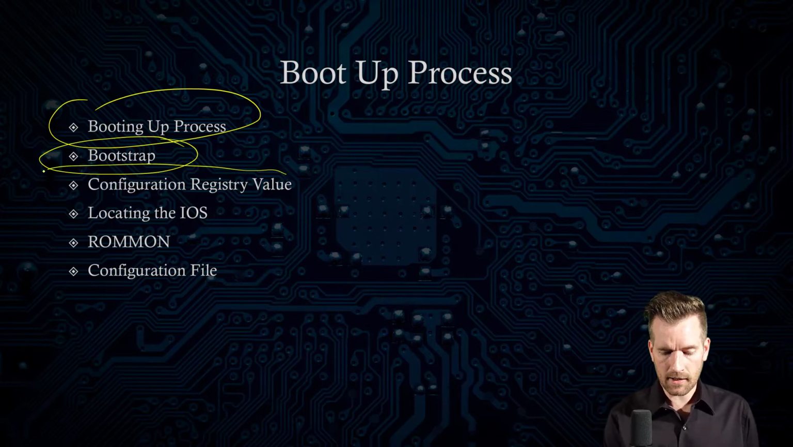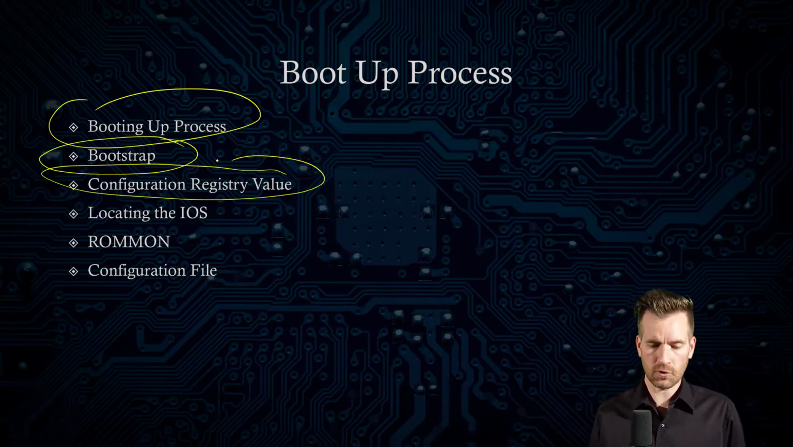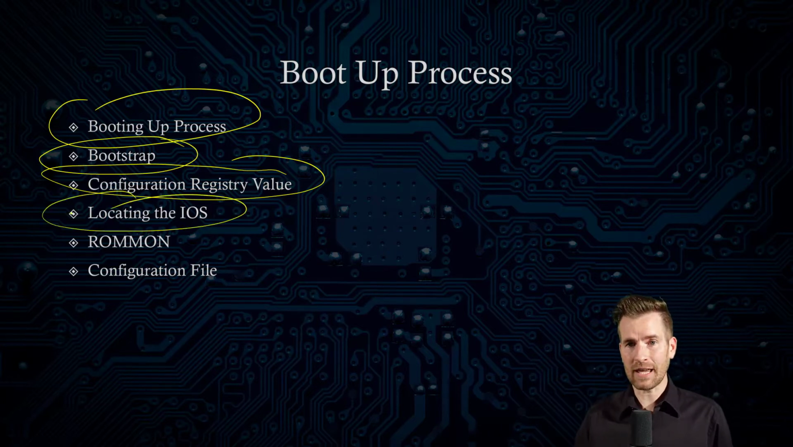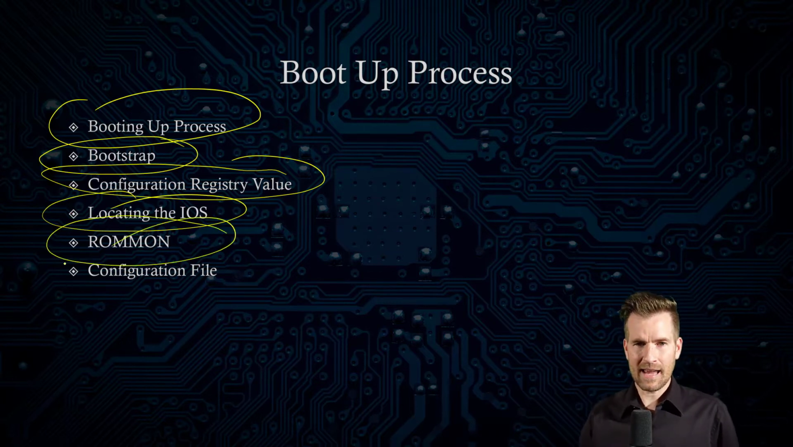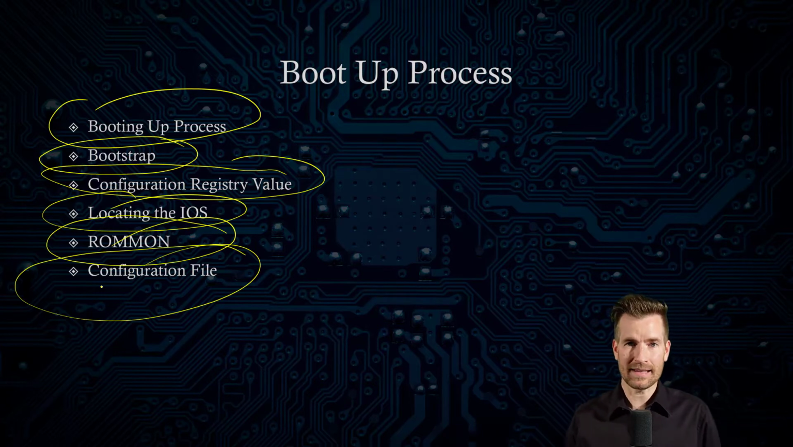We're going to talk about configuration register values and how they determine where it looks for the IOS, and talk about how it locates the IOS. We'll talk about ROMMON and what that is, and then we'll wrap things up talking about the configuration file, just a brief introduction about the configuration files.